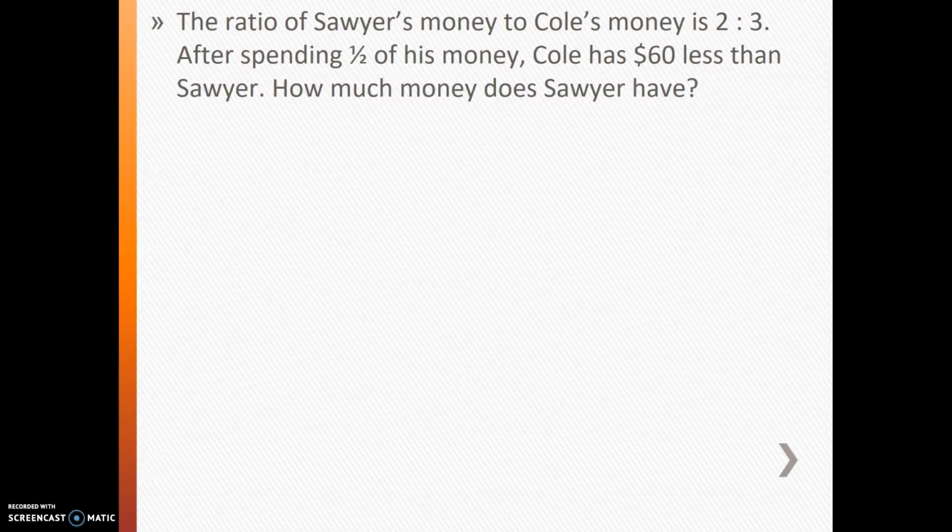Okay, the ratio of Sawyer's money to Cole's money is 2 to 3. After spending half of his money, Cole has $60 less than Sawyer. How much money does Sawyer have?